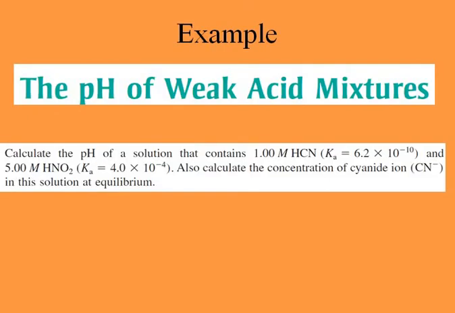First example I have is the pH of a weak acid mixture. Calculate the pH of a solution that contains 1 molar of HCN with Ka 6.2 times 10 to the power of negative 10, and 5 mole per liter HNO2 with Ka 4 times 10 to the power of negative 4. Also calculate the concentration of cyanide ion, CN-, in this solution at equilibrium.